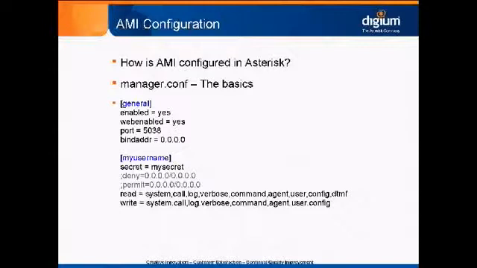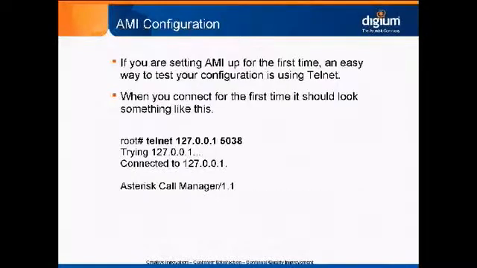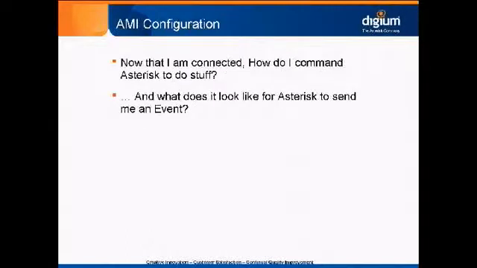You can also do some things security-wise to permit and deny IP addresses. So you might want to deny all and only permit where you know somebody needs to actually be connecting to AMI. You can also do TLS, I believe, but I don't have that in the slide. If you're setting up AMI for the first time, an easy way to test your configuration is using Telnet. When you connect for the first time, it's going to just look like this and give you the Asterisk Call Manager back. So now that you're connected, how do you tell Asterisk to do things?